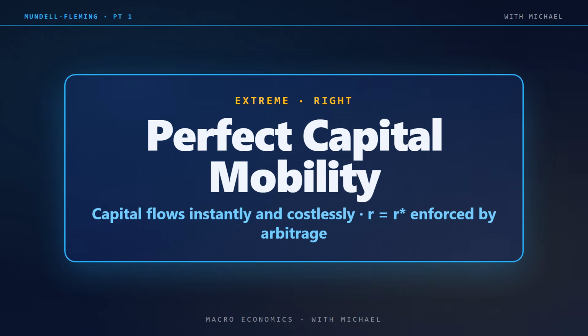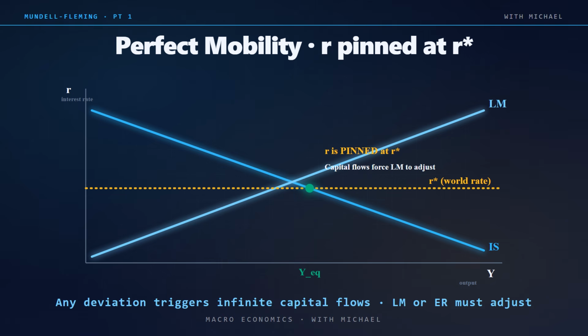Suppose the government wants to stimulate the economy. It launches a fiscal expansion, more spending or lower taxes. The IS curve shifts to the right. In a closed economy, this would raise both output and the domestic interest rate. What happens in our small open economy depends crucially on the capital mobility assumption.